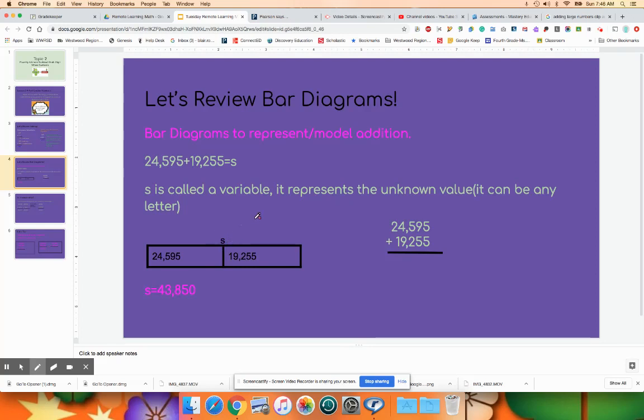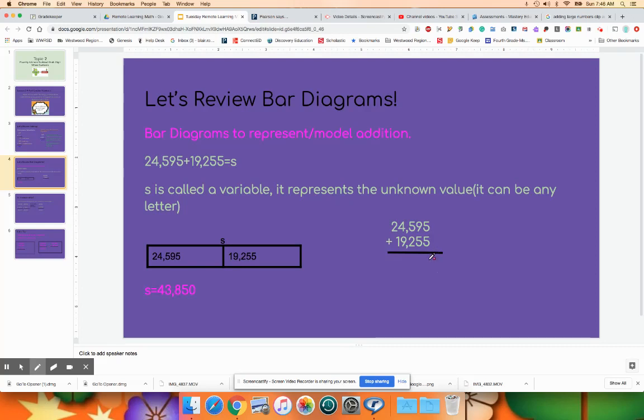Remember, usually variables are any letter. Try to stay away from letters like O because it looks like a 0, right? So here it's S. So the bar diagram is telling you if I have this part being 24,595, and this part is 19,255, and I put the two parts together, I'm adding them, I will get the whole entirety of the bar, right? So if I add them together, I would get 43,850. So I'm just going to model the standard algorithm just to check.